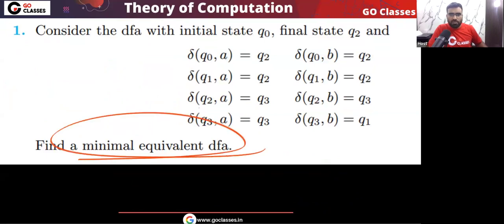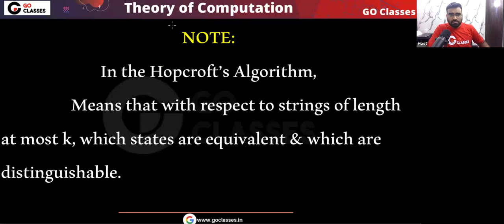So we have found the minimal DFA. Now, let me tell you one thing about the Hopcroft partition algorithm: what does this pi k mean? You might be thinking, sir, what does this pi k mean? Okay, let me tell you. See, what is pi 0? Can you tell me?